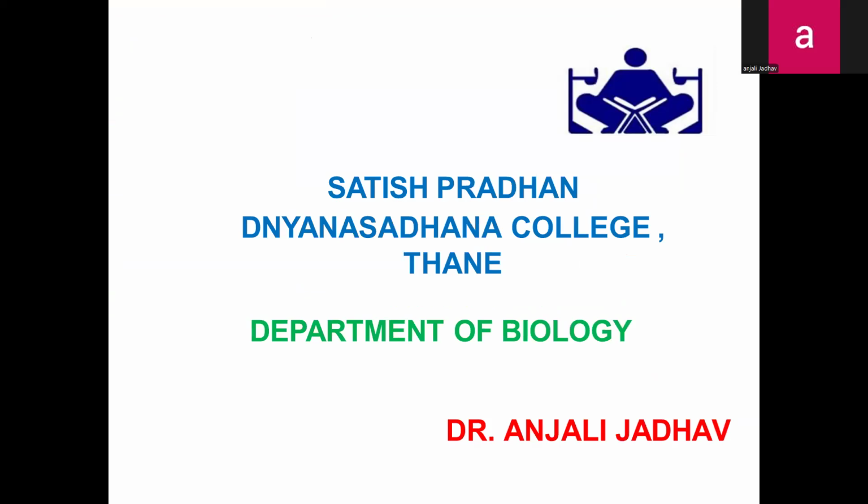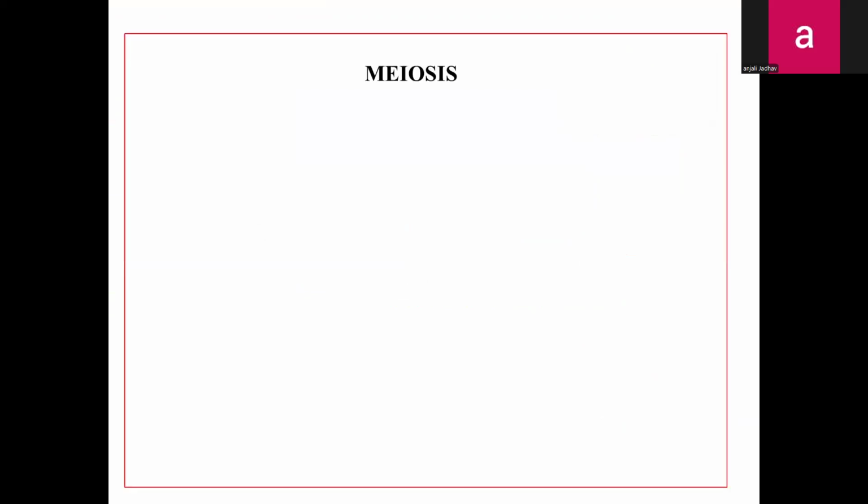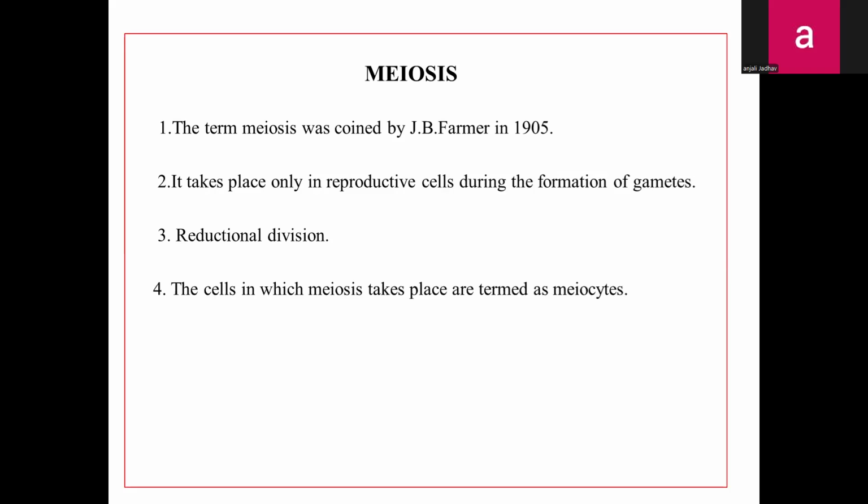Hello students, today we are going to study meiosis from the chapter Cell Division. Meiosis. The term meiosis was coined by J.B. Farmer in 1905. It takes place only in reproductive cells during the formation of gametes. Reductional division. The cells in which meiosis takes place are termed as meiocytes. Meiosis produces four haploid daughter cells from a diploid parent cell.